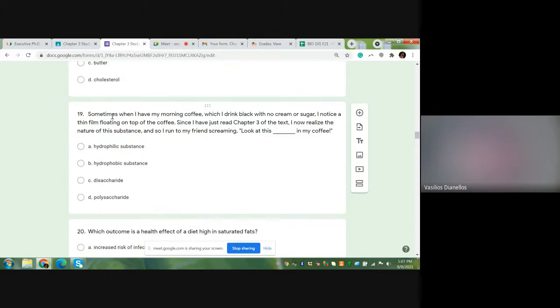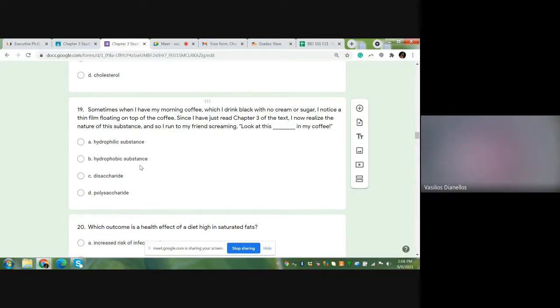Number 19, this is a long one. Sometimes when I have my morning coffee, I notice the thin film floating on top of the coffee. Basically, what is the thin film that's on the coffee? Hopefully you would know because you've got liquid in there. You would know that because it's not mixing with the water, the coffee, which is basically water with some grounds in it, that it would be hydrophobic because it's not mixing with the water. Any questions about number 19, which won't be on the exam?